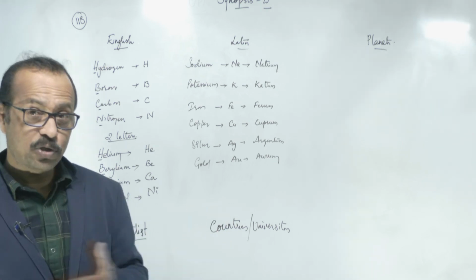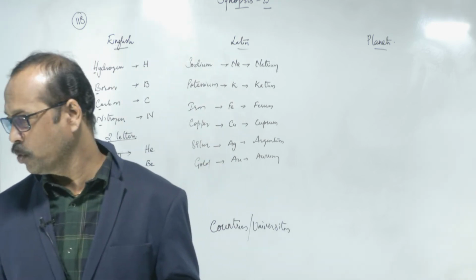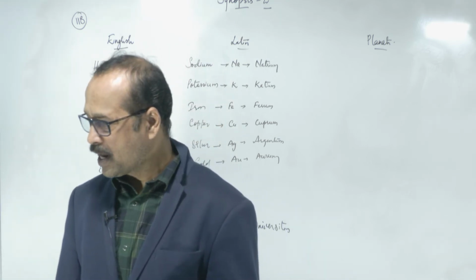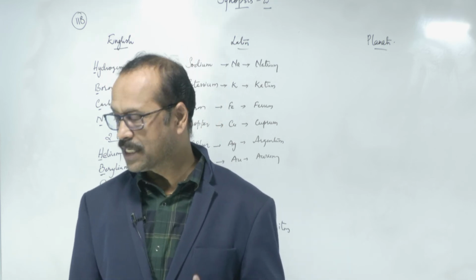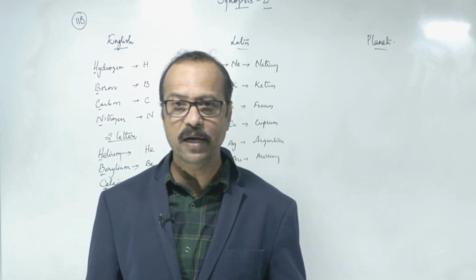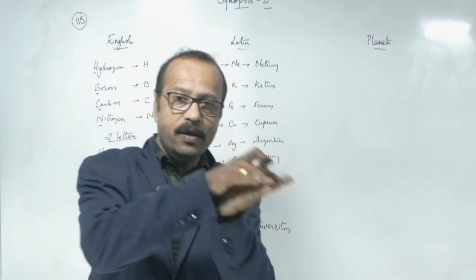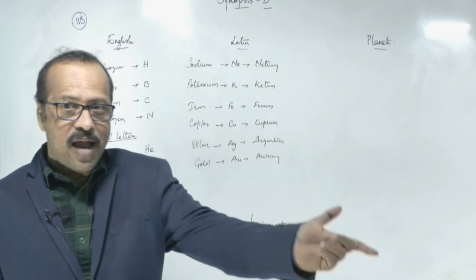Not only this, so many other elements are also there. Once you see in your text, so many elements are there. Mercury, Hg. Next you can see lead, plumbum, Pb. Next tin, antimony. These are all examples of elements whose symbols are given based on their Latin names.